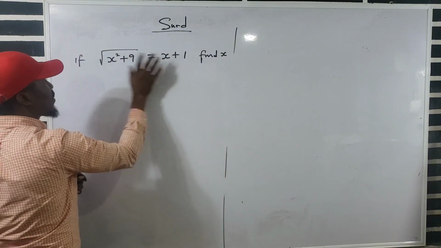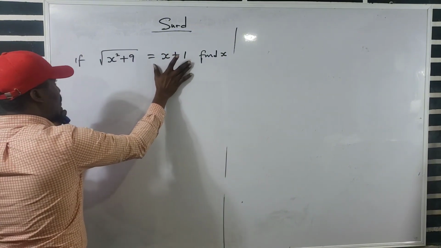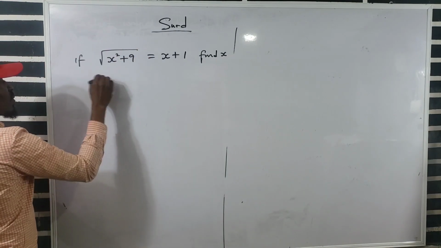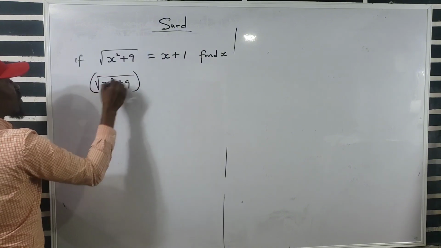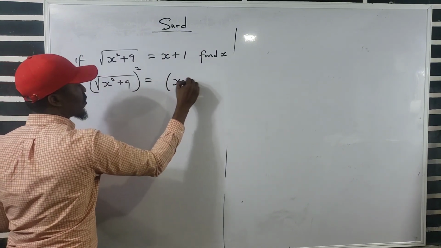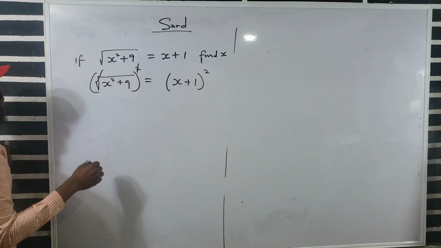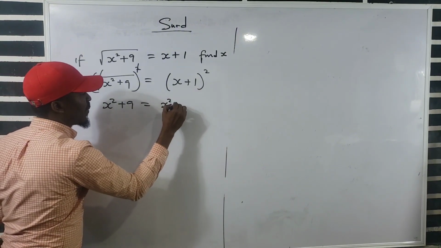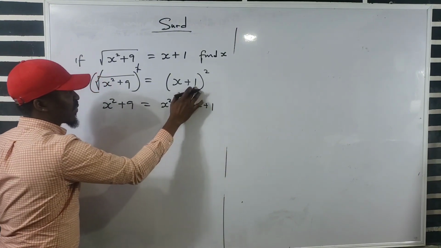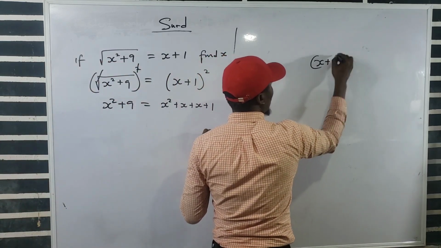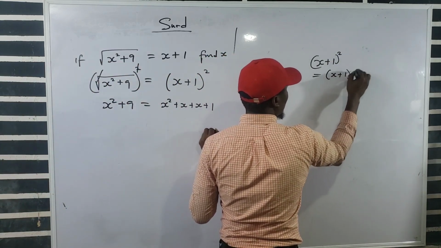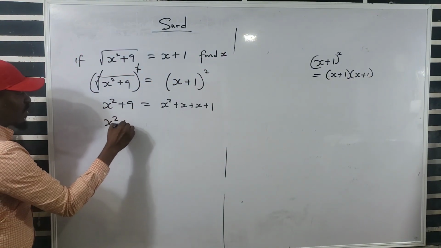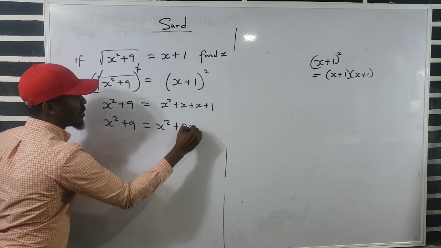There's a square root here, there's no square root here. So if you take the square of this one and the square of this one, at least we can get the square root off. So let's do that. That will give us square root of x squared plus 9, all squared, equals x plus 1, all squared. The square root and square will go out. So I have x squared plus 9 equals, I just expanded, because x plus 1 all squared is x plus 1 times x plus 1. So when you open that bracket, you're going to get this. That will give you x squared plus 9 equals x squared plus 2x plus 1.